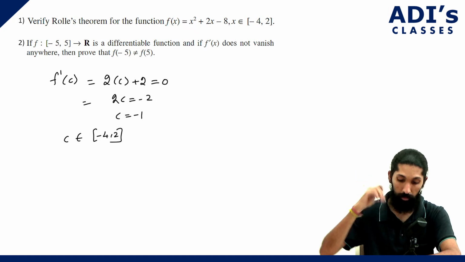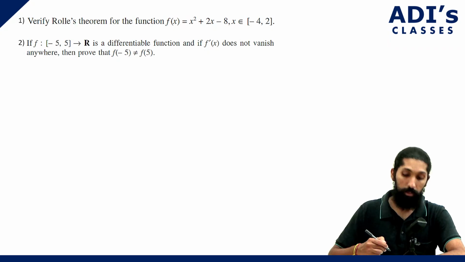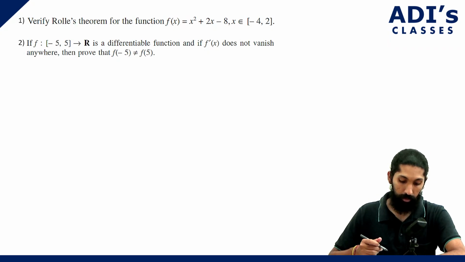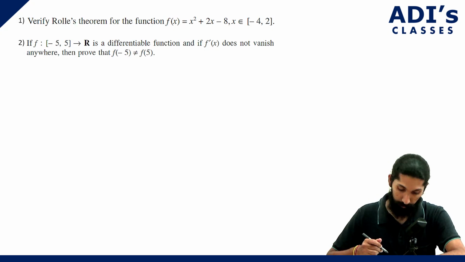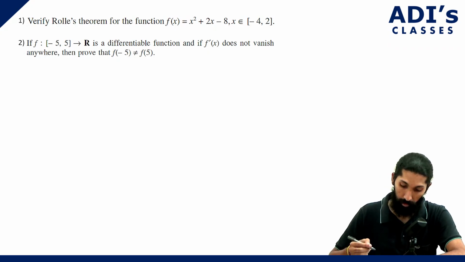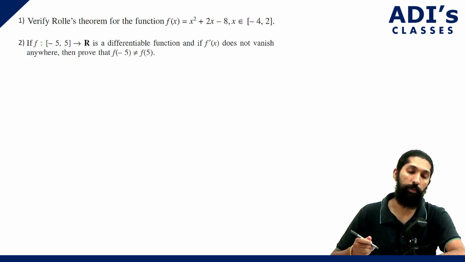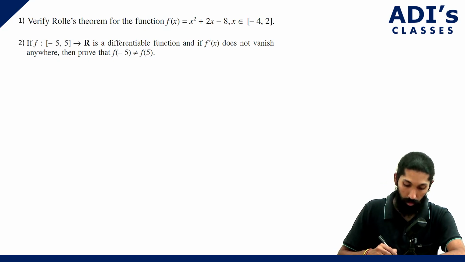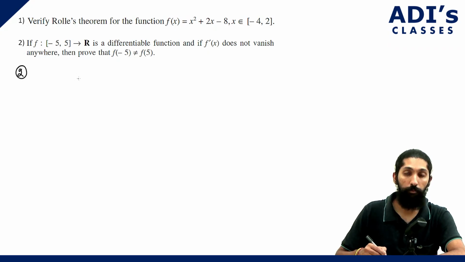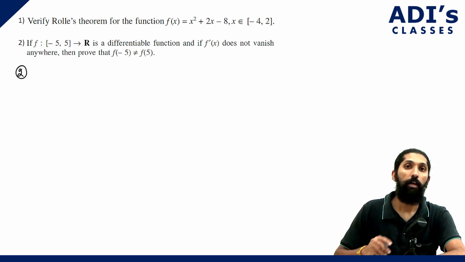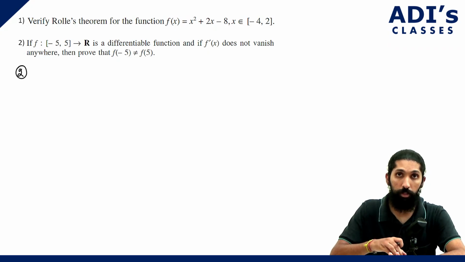Understood? So let's do the second question. See the second one, we have a function f from [-5, 5] to R, a differentiable function, and if f dash of x does not vanish anywhere, prove that f of minus 5 is not equal to f of 5. Alright, fine. So for this one, what do we have? We have a function f from [-5, 5] to R, correct? Now remember, they have not given you what the function is. The function can be anything, isn't it?